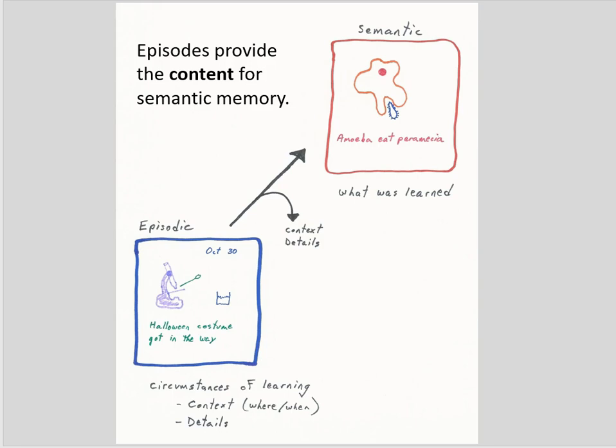Now, the two forms of memory are related. We've seen that sometimes we forget the context and the details of the learning episode, but we retain the information that was learned. So in this way, episodic memories provide the content of what's going to be stored in semantic memory. And in fact, oftentimes we lose these circumstances of learning, but we retain the information that was learned. Sometimes we can remember both the episodic memory of that learning event and what was learned.